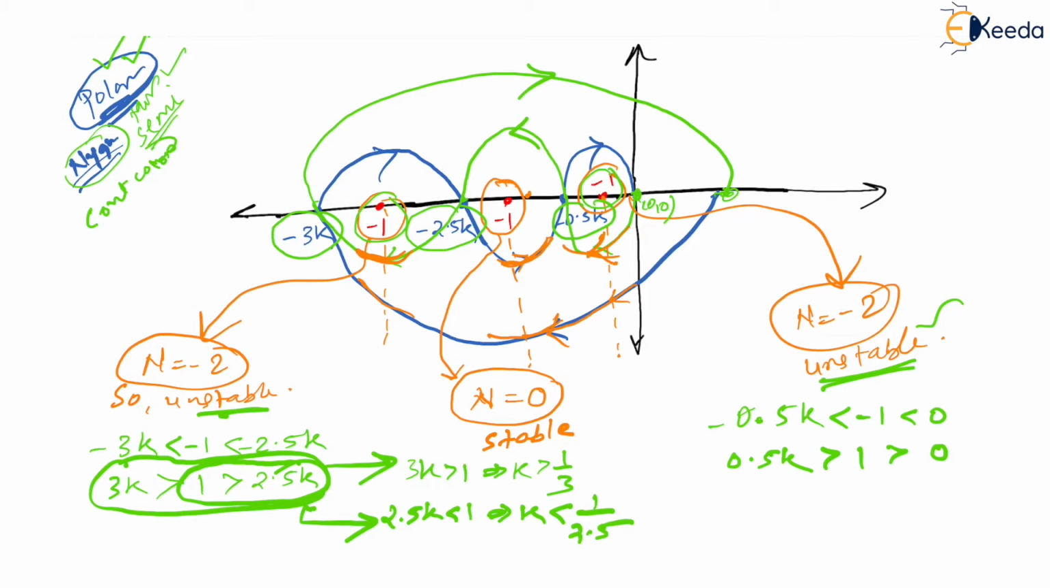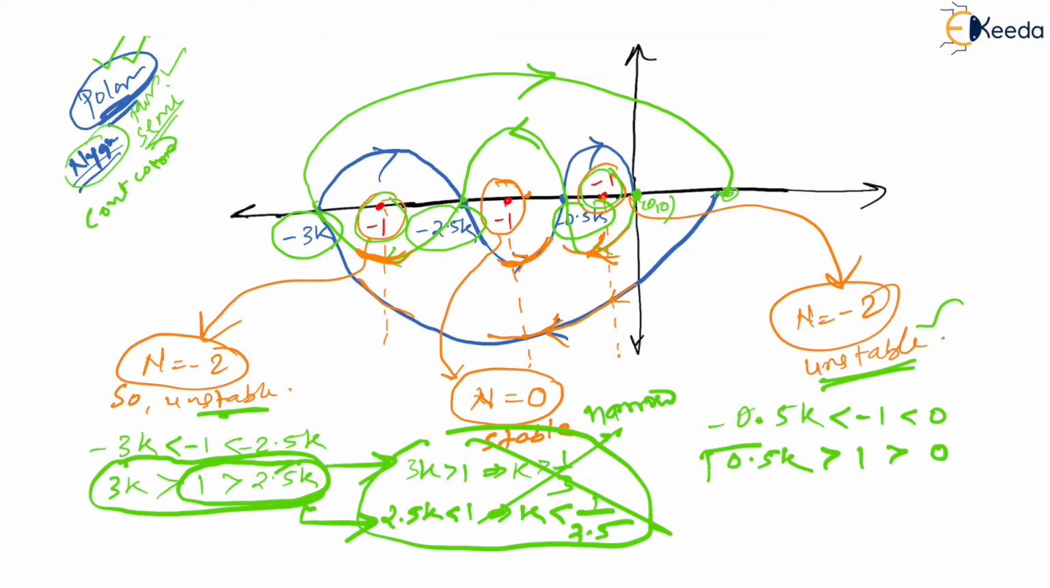So now if you see what is happening, this is a very narrow range. I am not interested in this range, I am interested in this one. How will this range be? This range will be nothing but k greater than 1 by 0.5. So it is nothing but k greater than 2. So for all values where k is greater than 2, that is the thing, right?